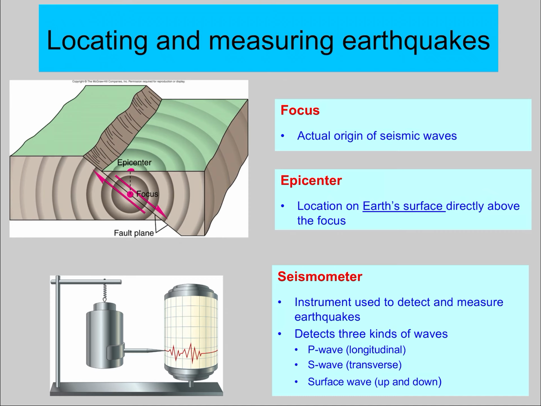Now we measure these seismic waves with what's called a seismometer. It's an instrument that's used to detect and measure. It's a pin that's attached to a spring and a roll of paper, and it bounces up and down with the waves that are being detected. It's very sensitive, and it detects 3 types of waves: P waves, which are longitudinal, S waves, which are transverse, and surface waves, which are up and down, the ones we didn't talk about when we discussed the discovery of the inner and outer core.